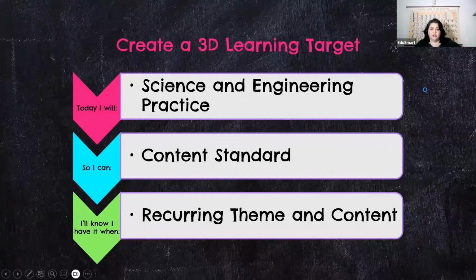So again, to create that 3D learning target, I'm going to look at what is my content standard, how am I going to teach it, and how do I know I have it? When I can relate it to a bigger piece in science, when I can go back and say, oh yeah, the structure of this is what is supporting the function of 3D learning, then I know that I have mastered that. So to create your 3D learning target, you're incorporating all three of the learning standards within that one.